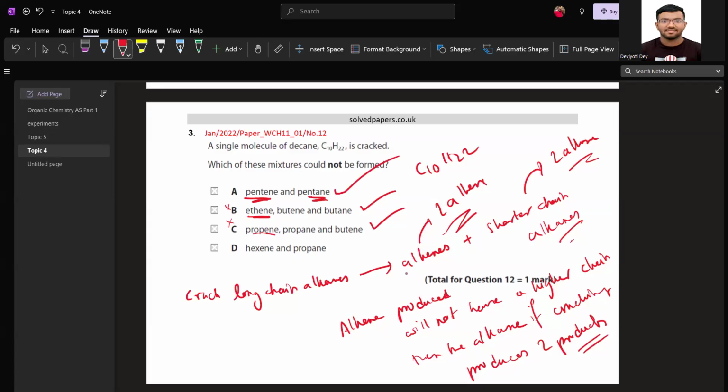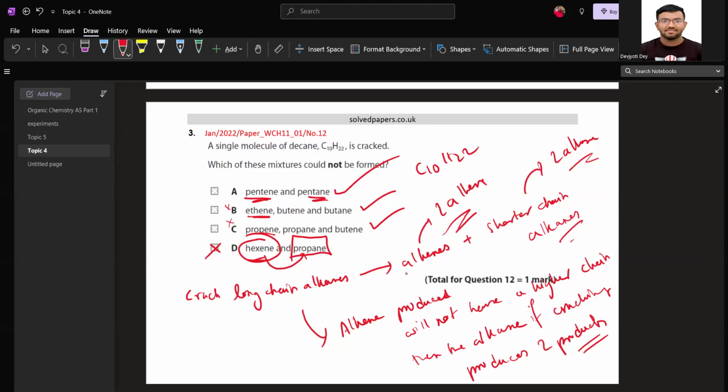So this is possible, but if you check out D, you can clearly see that the alkene has a longer chain than the alkane, right? So this is not possible according to our statement. So D is the correct answer, and it's the only mixture which cannot be formed.